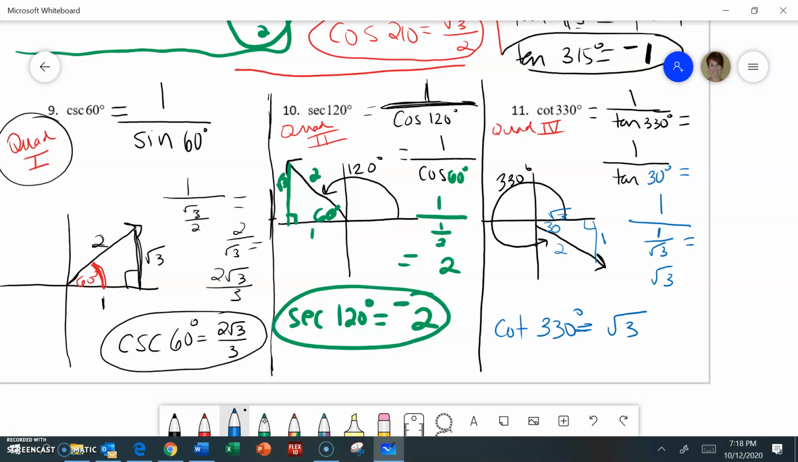However, since we're landing in quadrant 4 and All Students Take Calculus, tangent is not positive there, so your final answer would be negative. And I did check all these on my calculator just to make sure I was doing this right, as you should too. But I'm hoping this helps. And that wraps up our notes for 2.4 part 2.